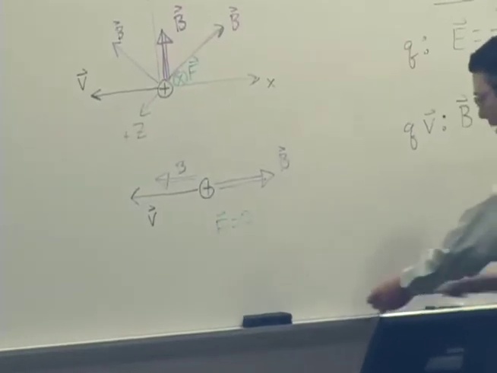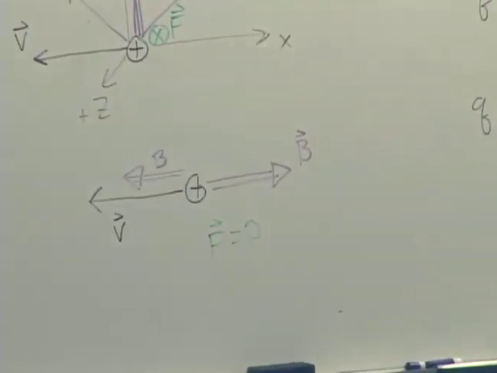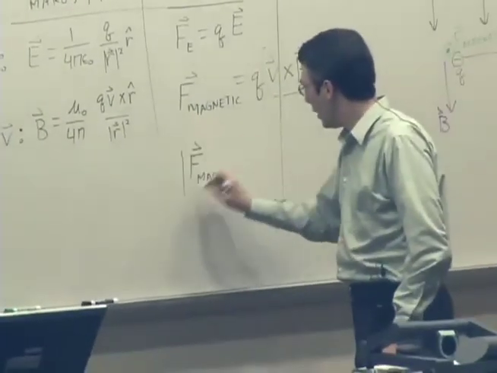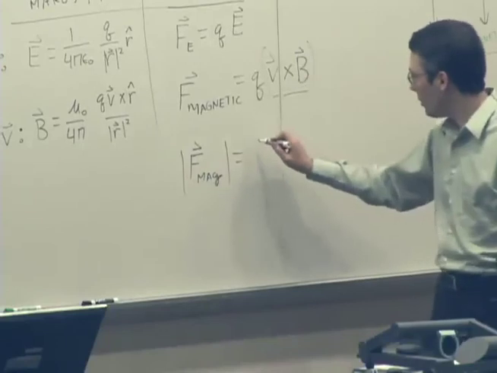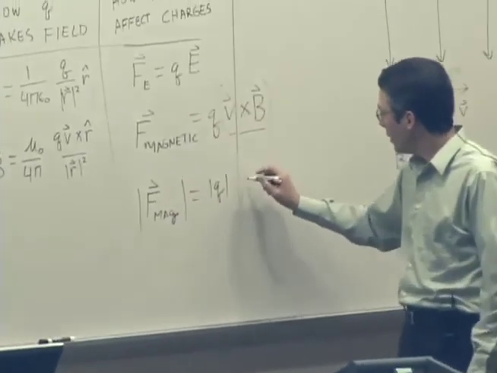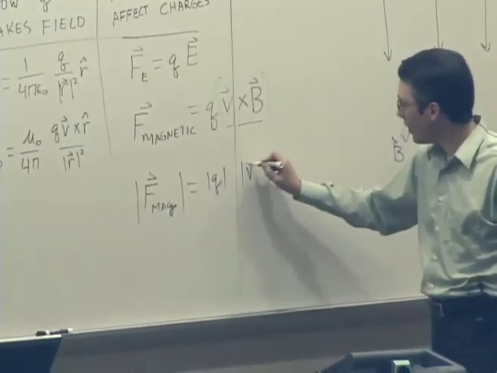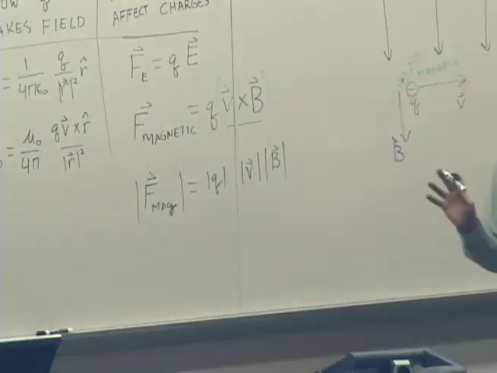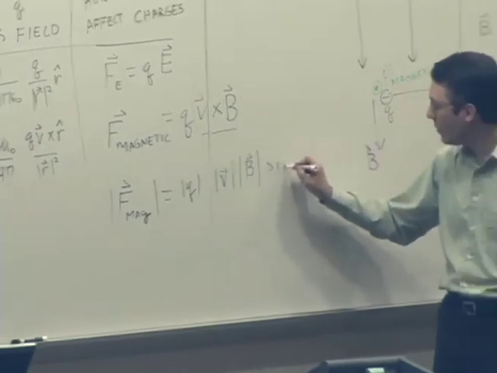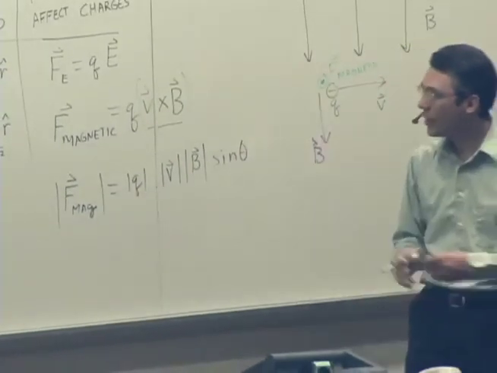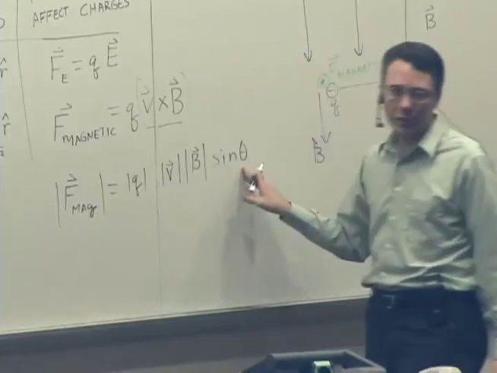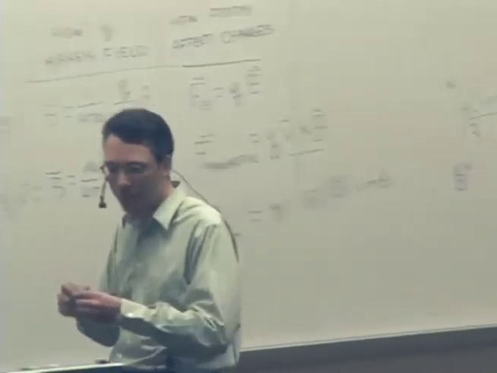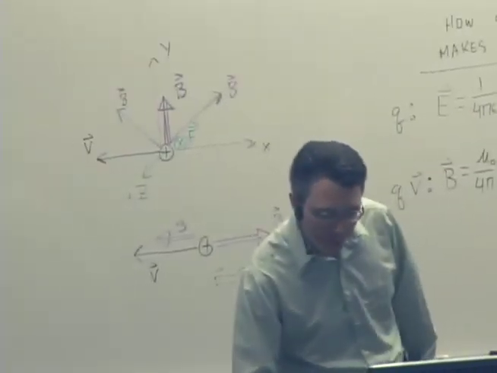And we could show that by looking at the magnitude of the force. The magnitude of the magnetic force is going to be the magnitude of the charge times the magnitude of the first vector times the magnitude of the second vector times what? Sine. Yeah, sine of the angle between those two vectors. So if the angle is 0, sine of 0 is 0. Sine of 180 is 0. Okay.